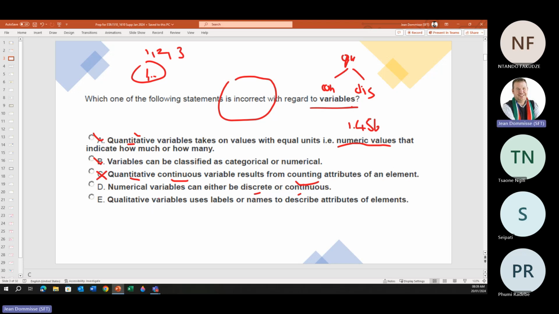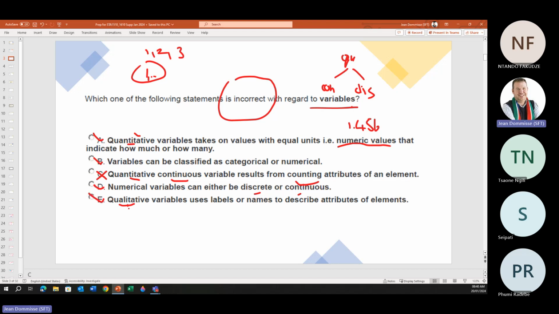Okay, and let's just look at the other two. We already looked at numeric. So numeric variables can be either discrete or continuous, which is correct. Qualitative, so remember those were quantities. Qualitative is about what goes on in the variables, it uses labels or names to describe attributes of elements, which is correct.